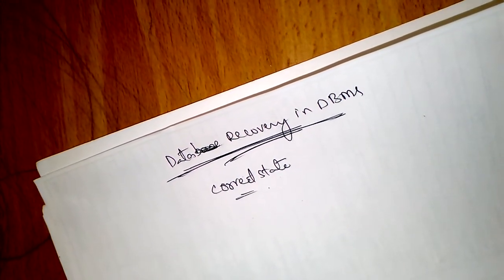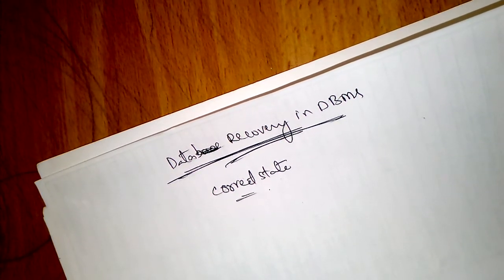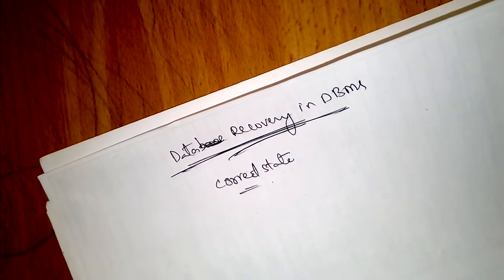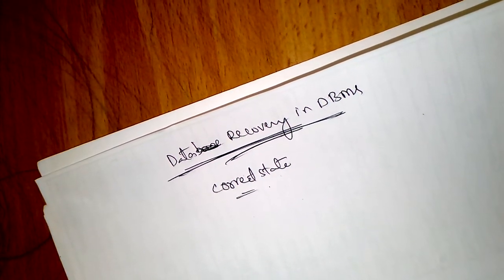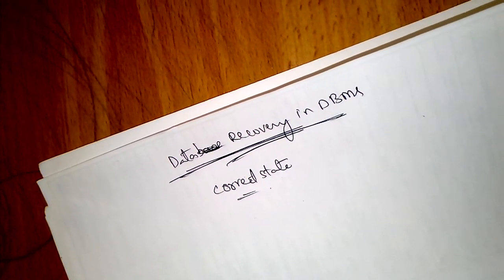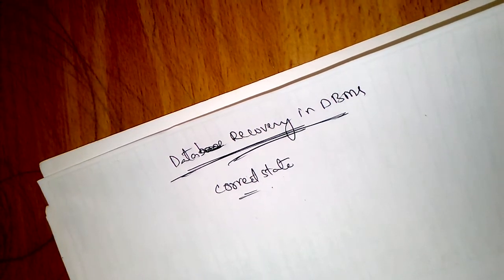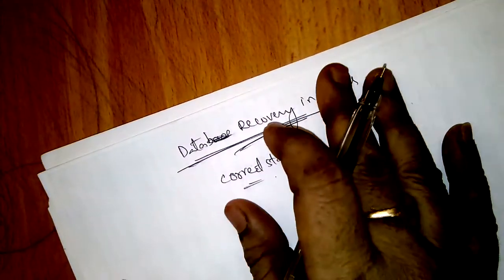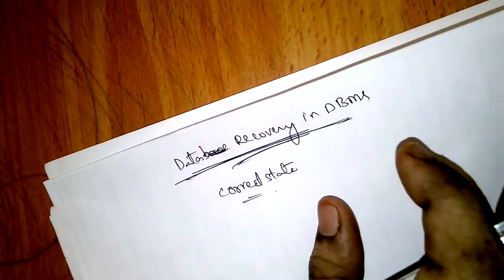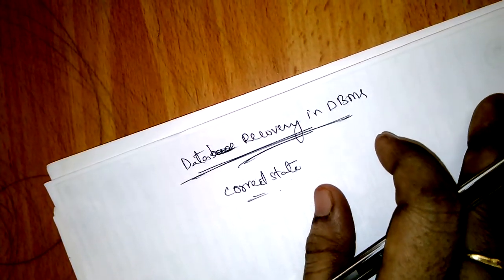We should have some techniques and procedures, and the DBMS has to ensure that whatever data we are storing in the database will be recovered, and the data will be in a consistent state even if there are some failures. That is called data recovery.